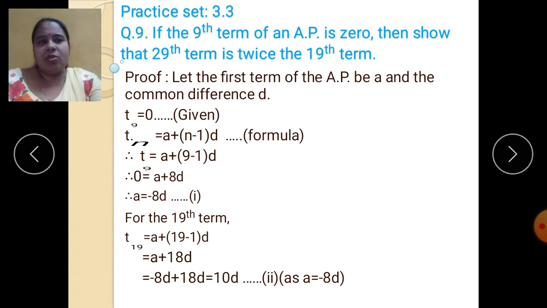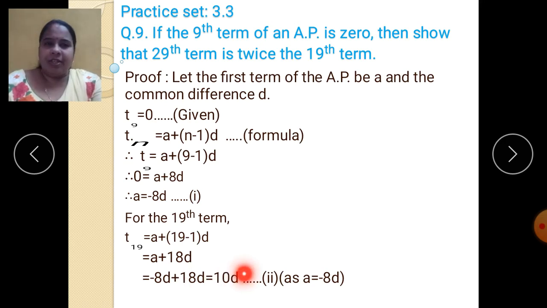Now what to do? Let us go back to the question. I need to show something related to 19th term and 29th term. So at least that I can use. Let us start with the 19th term. What we will get? T19 is equal to A plus 19 minus 1. What is done in this formula? Only n is substituted as 19. Correct? So A plus 19 minus 1 is 18D. Now after this, I have got a relation between A and D, a value of A, that is minus 8D. This is what I will substitute here. In place of A, I will write minus 8D plus 18D.